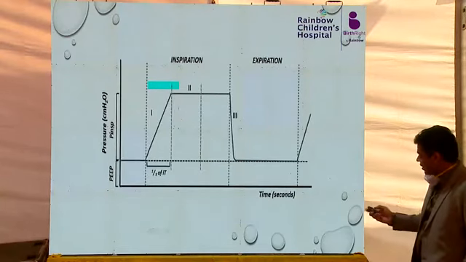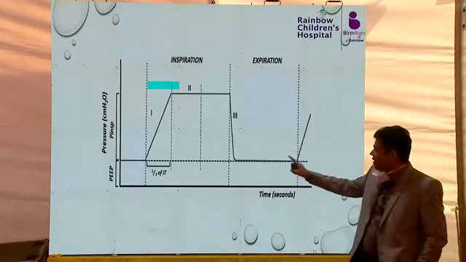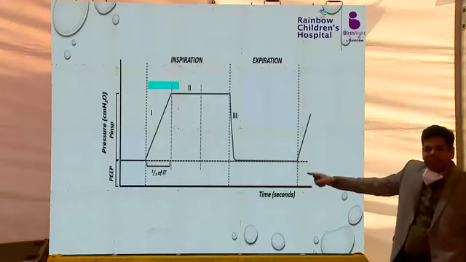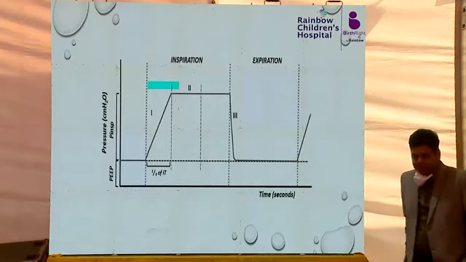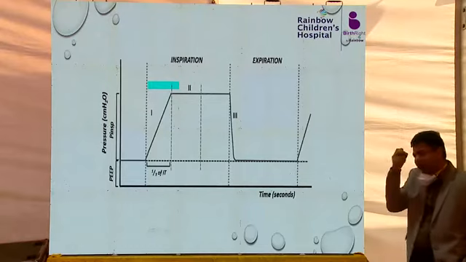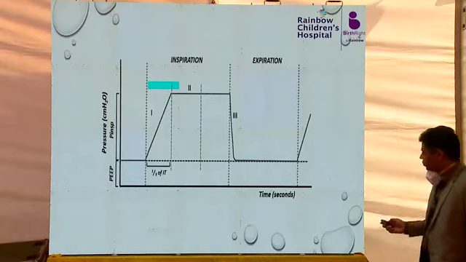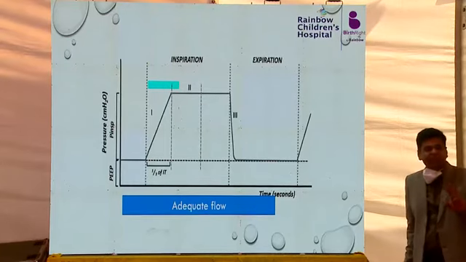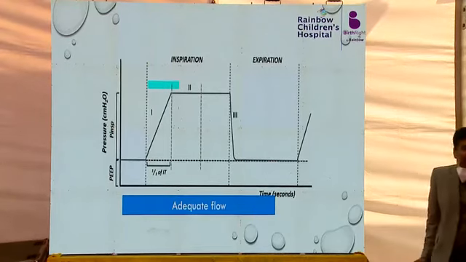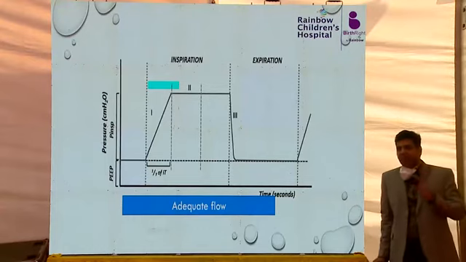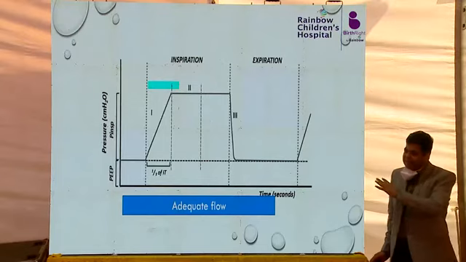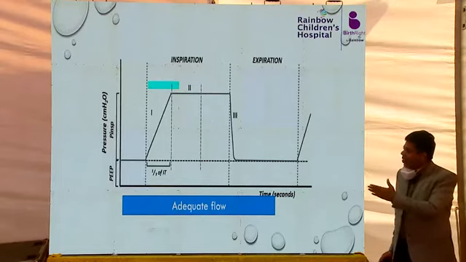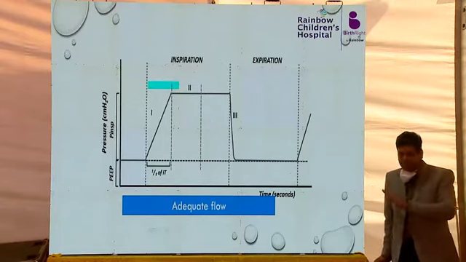So this is what we call an adequate TI. PIP is achieved in one third of the TI. It's called adequate flow. So that's how. There are two clinical applications of the pressure time waveform. The first application is you can decide about the MAP, and if you have to increase the MAP, you can look for that. And second is that you can see how the flow pattern, how the waveform is looking.